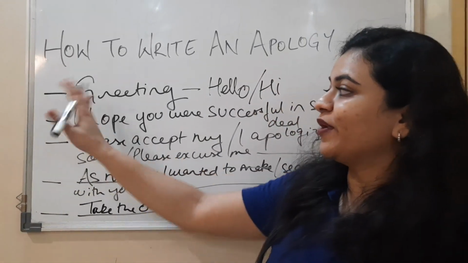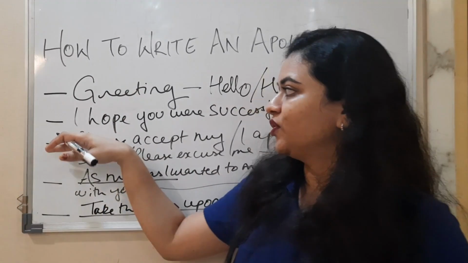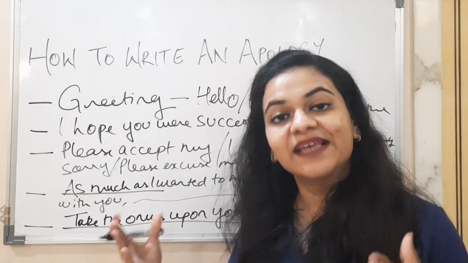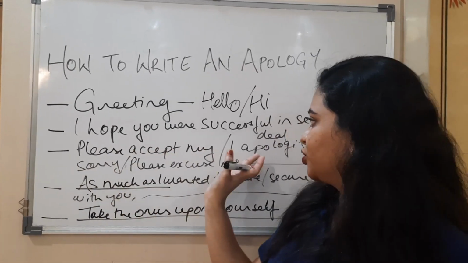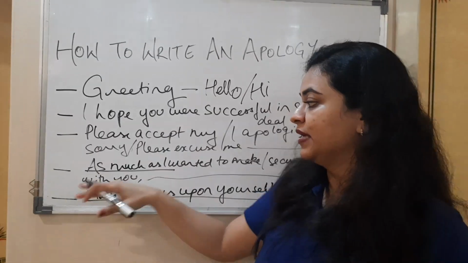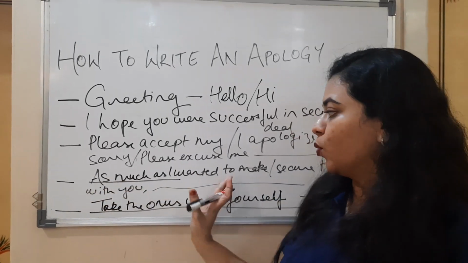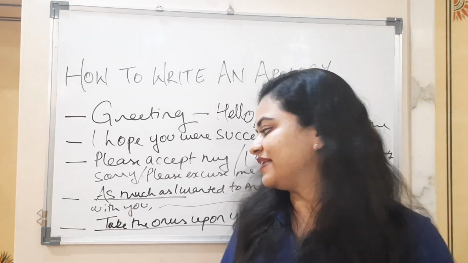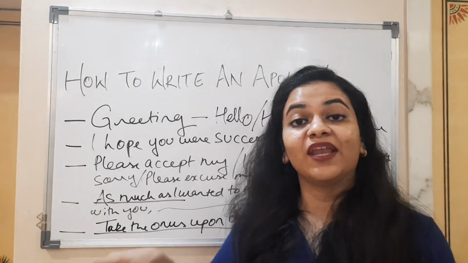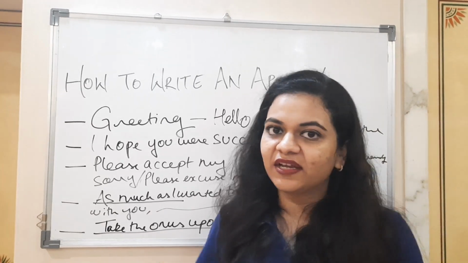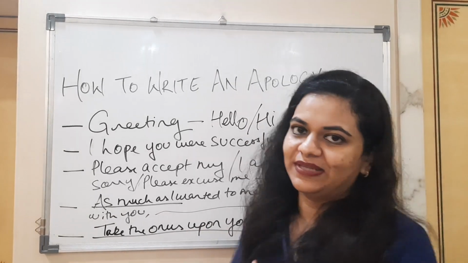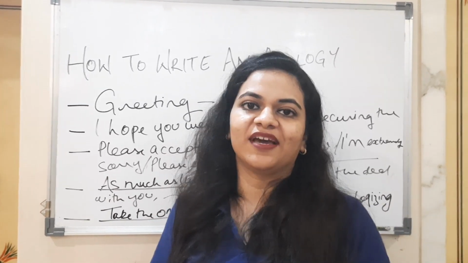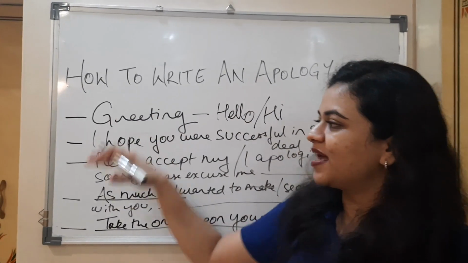Yes, the first point would be greeting your senior, your boss. Just try and say that you hope that he or she was successful in securing the deal. Tender your apology. You can use any of these. Then you talk about the actual reason why you couldn't make the meeting, and then you show some consideration for any inconvenience, and then you apologize once again, and you just end by wishing the other person a good day. So this is how you write an apology.